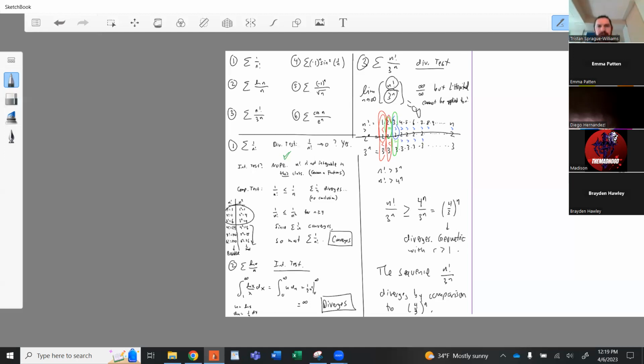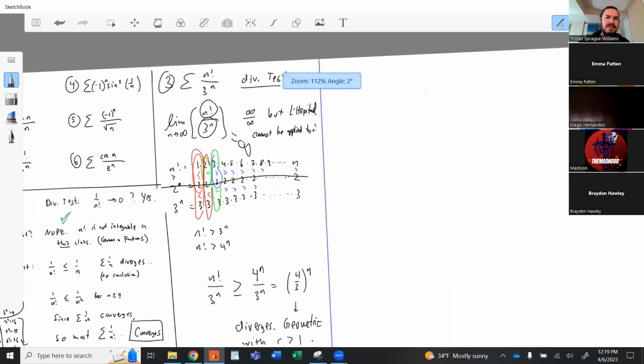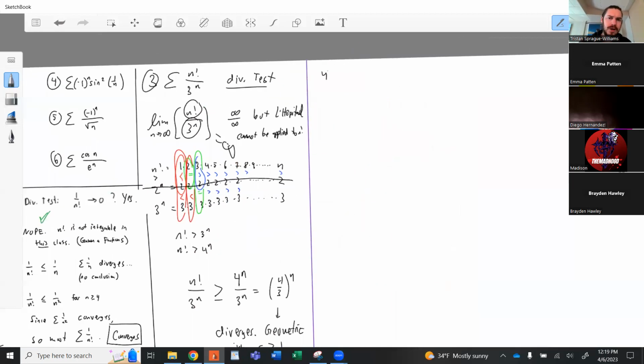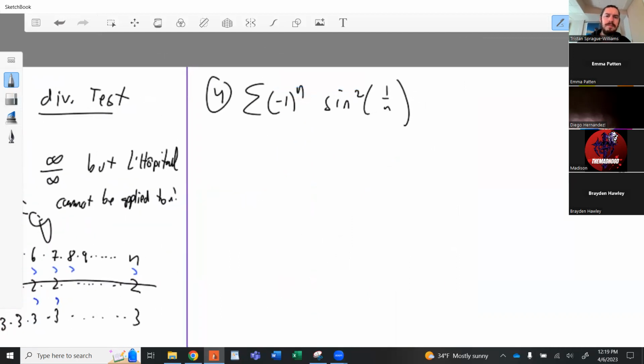Let's look at some of these alternating series. So let's look at 4 here: -1 to the n times sine squared of 1 over n. How can we go about this? We just want to know, first of all, if it is convergent.